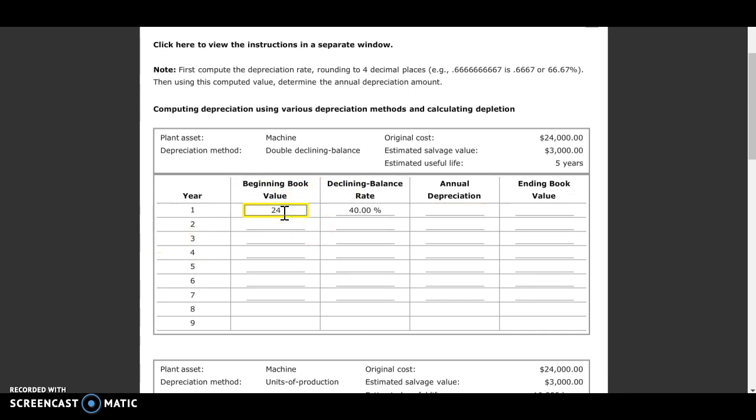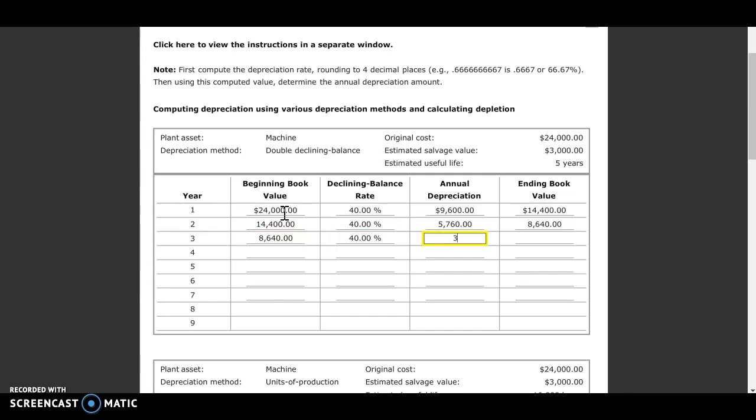So my beginning book value is the original cost, $24,000. I'm going to take 24,000 times 40%, and that gives me 9,600. My ending book value, then, I'm going to take my beginning book value minus my depreciation, and my ending book value is 14,400. That then becomes my beginning book value of the next year, 14,400. My rate is 40%. My annual depreciation then for year 2 is going to be 5,760. My ending book value then is going to be 8,640. That becomes my beginning book value of the next year, 40%.